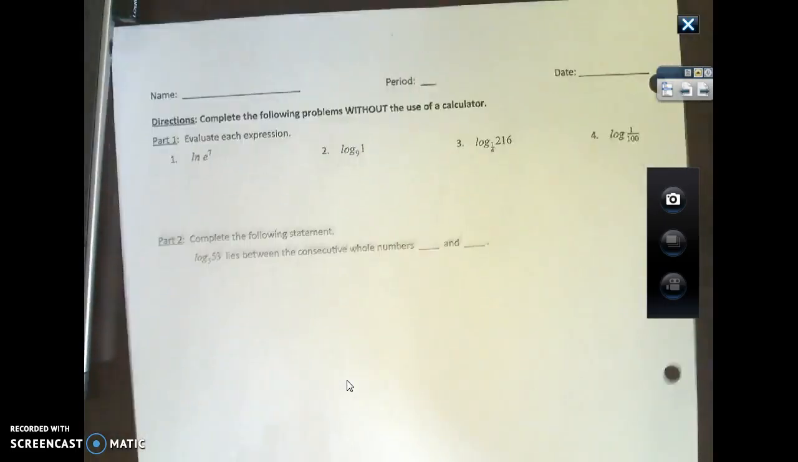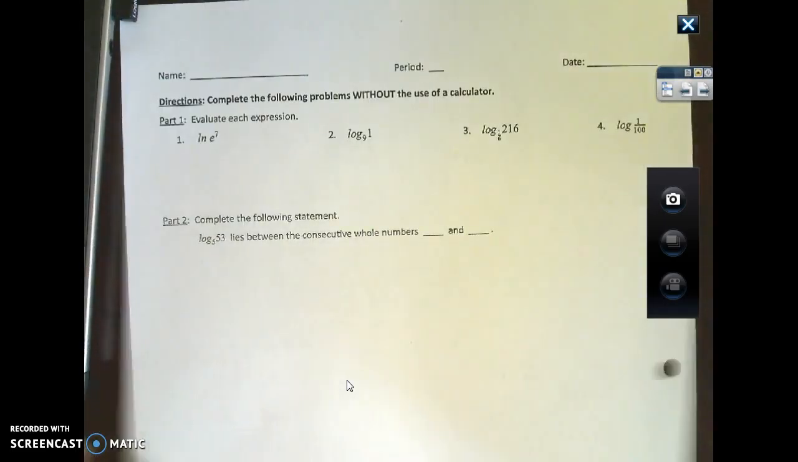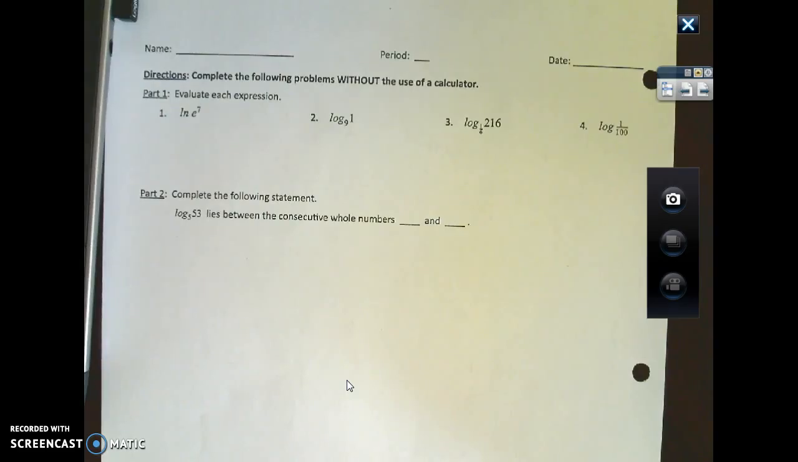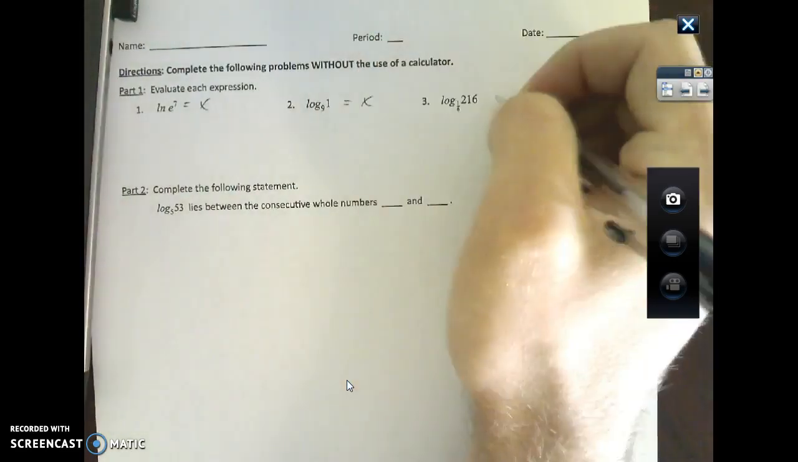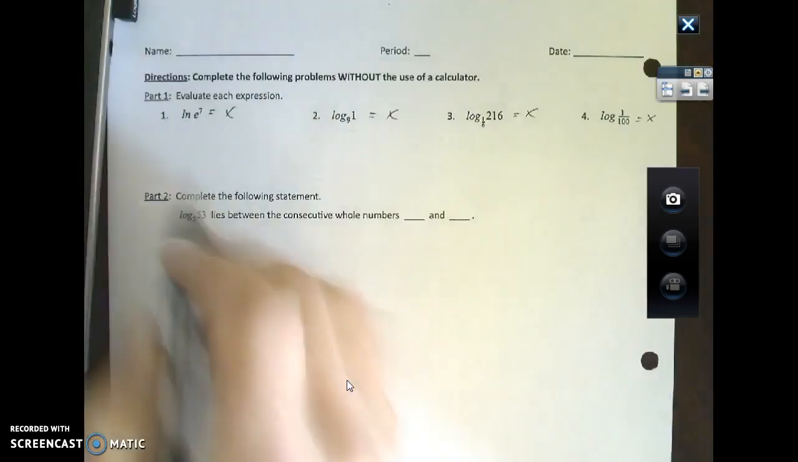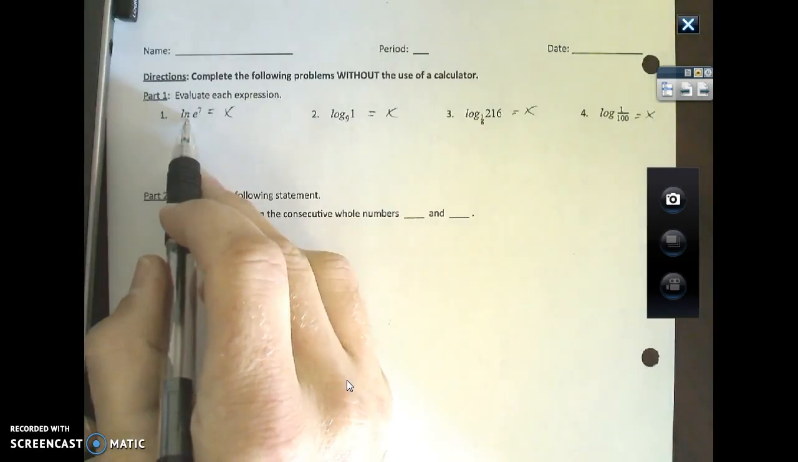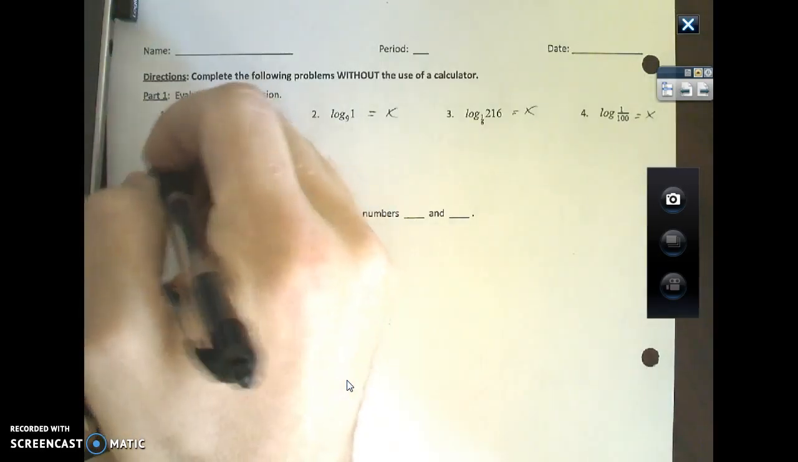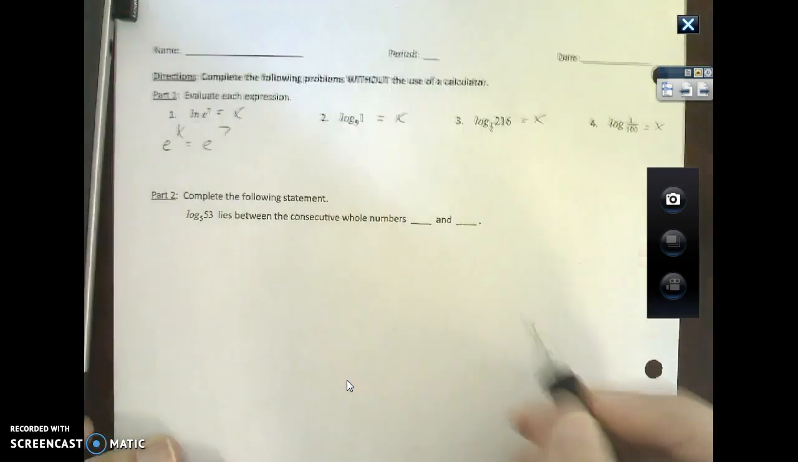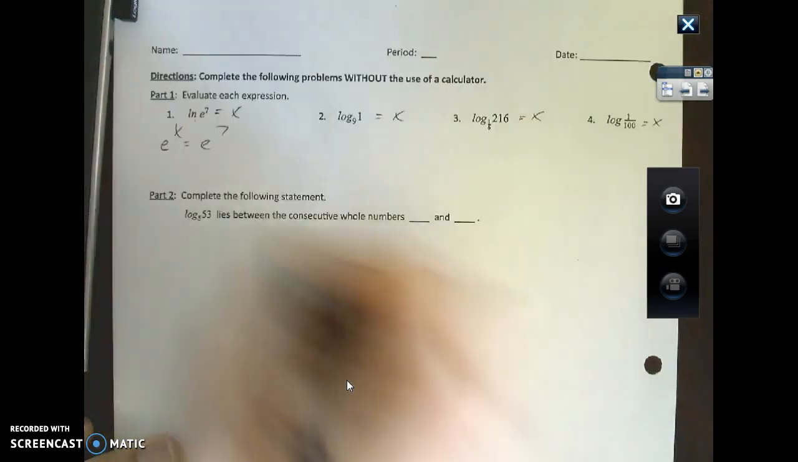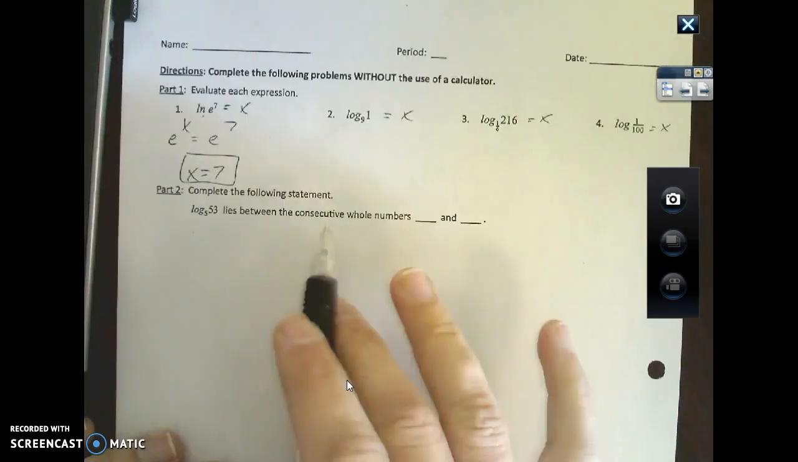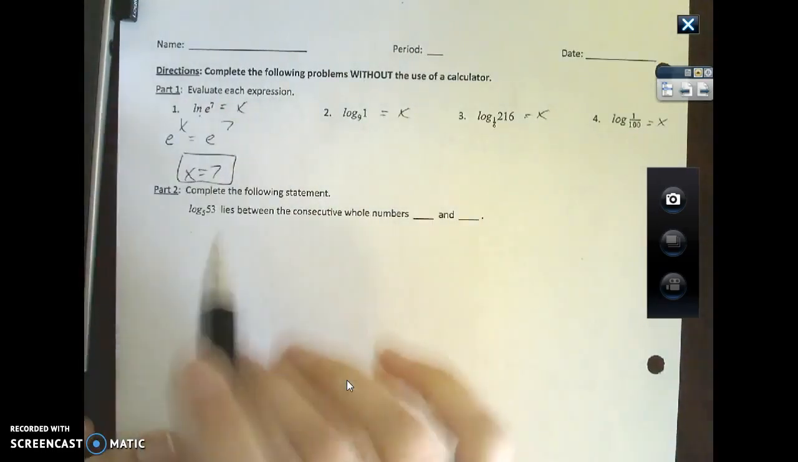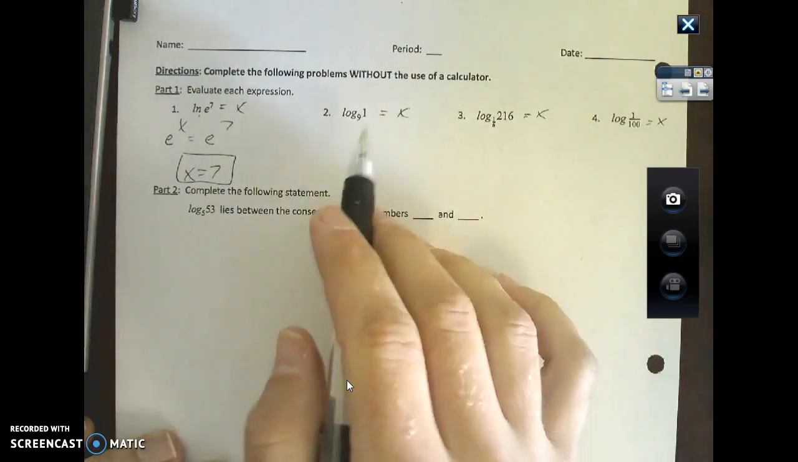Alright, on the back, complete the following problems without the use of a calculator. This will be a small portion the next day for without a graphing calculator. Okay? It's just basic properties. The one thing I recommend for all of these is set them all equal to x. Let's rewrite it. The base of natural log is e. e raised to the x power equals e to the 7th. What does x have to be? Just 7. Okay? It's just a basic property. It's just rewriting all of them. If you can rewrite all of them, you're going to get at least partial credit.